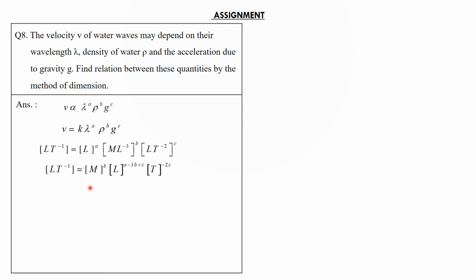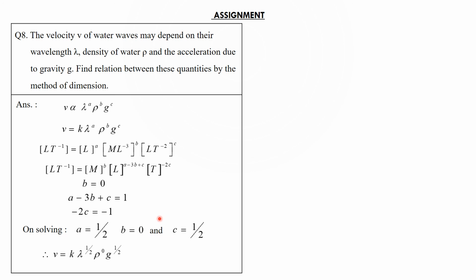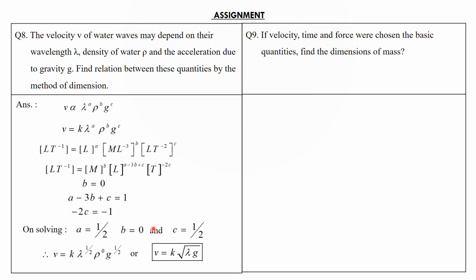Now we will compare. On comparison, B equal to 0. A minus 3B plus C equal to 1 and minus 2C is equal to minus 1. So on solving we get A equal to half, B equal to 0 and C is equal to half. We put these values in this equation and what we get? We get V is equal to K under root of lambda G.